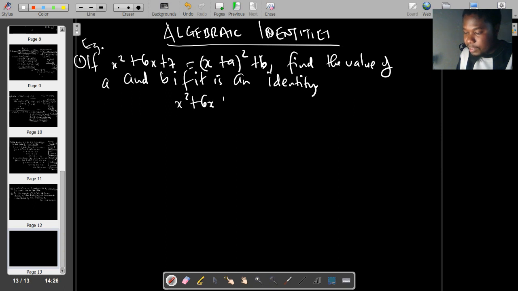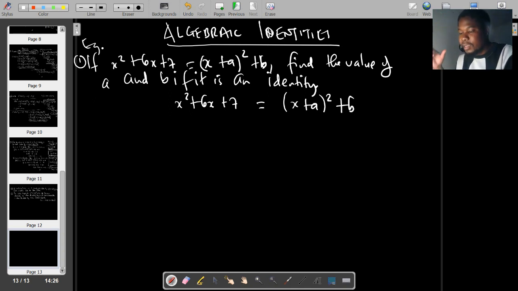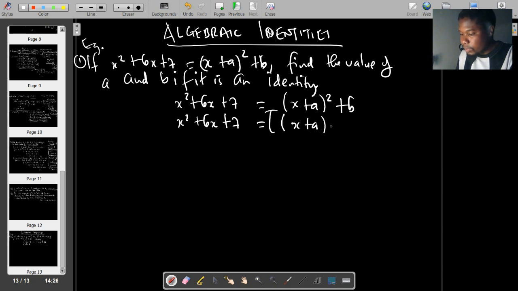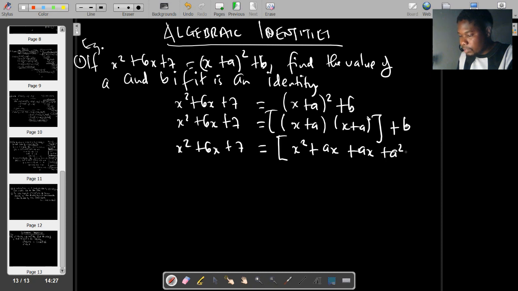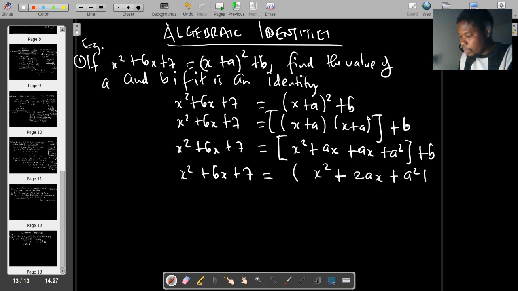x squared plus 6x plus 7 equals x plus a squared plus b. And you know what we're supposed to do. We need to simply expand this. So x squared plus 6x plus 7 equals x plus a times x plus a, plus b. That gives x squared plus ax plus ax plus a squared plus b, so it's x squared plus 6x plus 7 equals x squared plus 2ax plus a squared plus b.